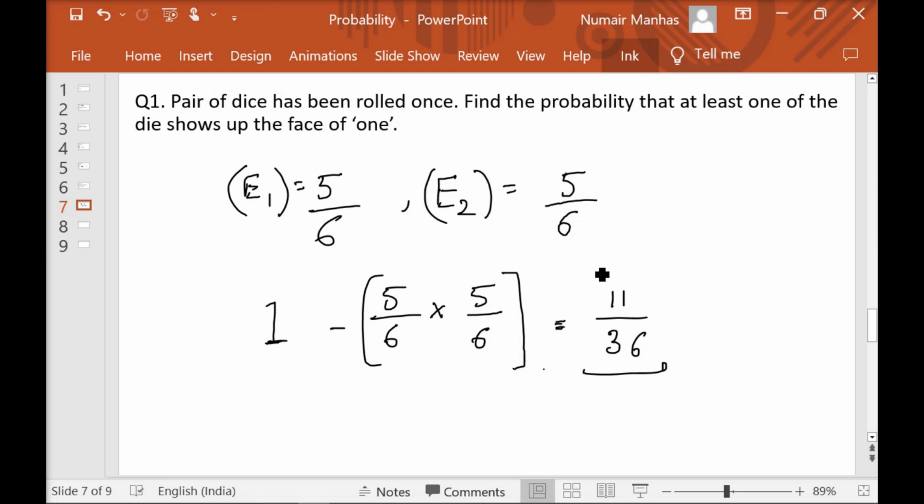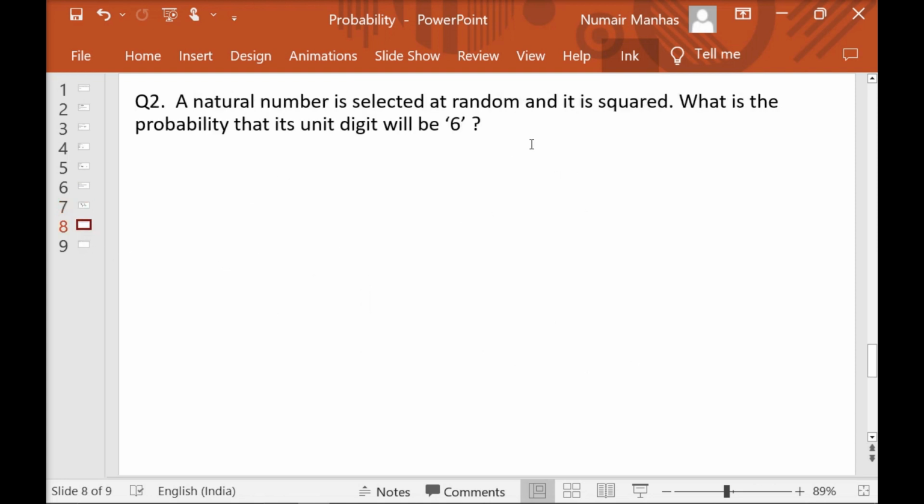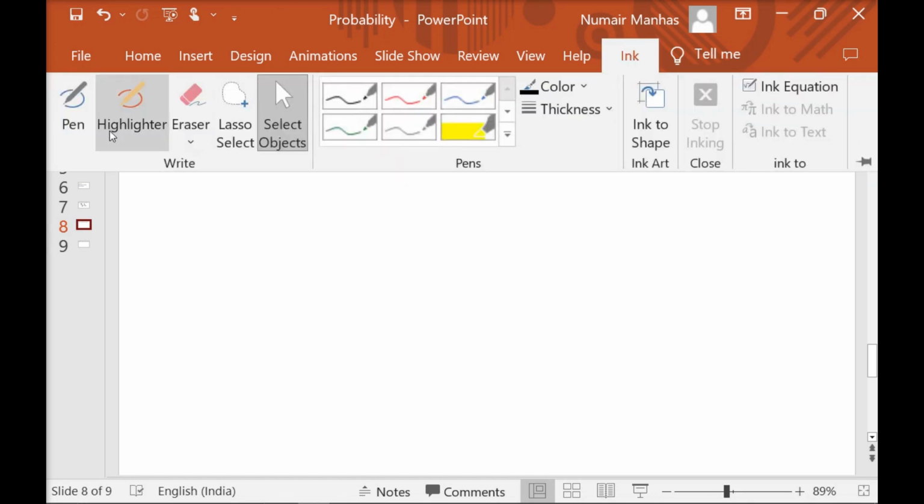So let's move on to the next question. A natural number is selected at random and it is squared. What is the probability that its unit digit will be the number 6? Okay, so let's begin.